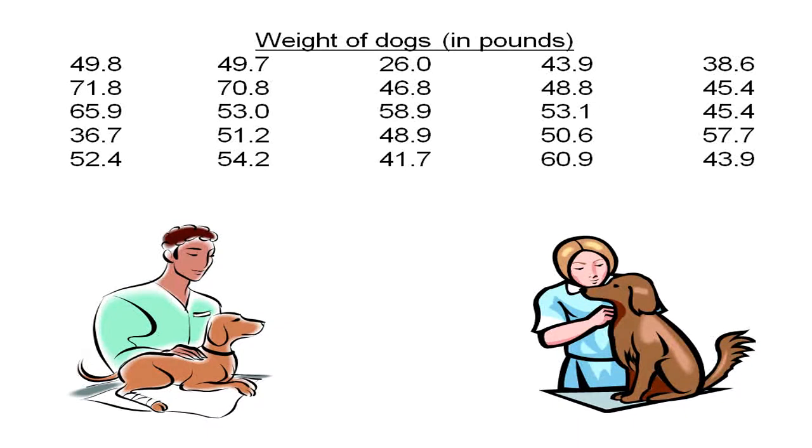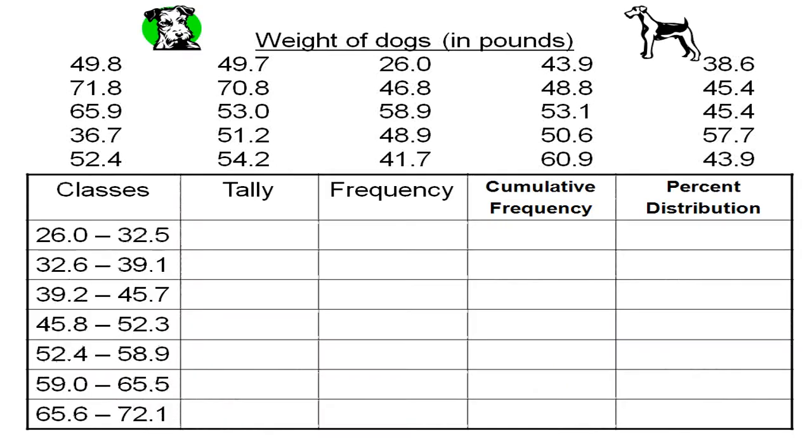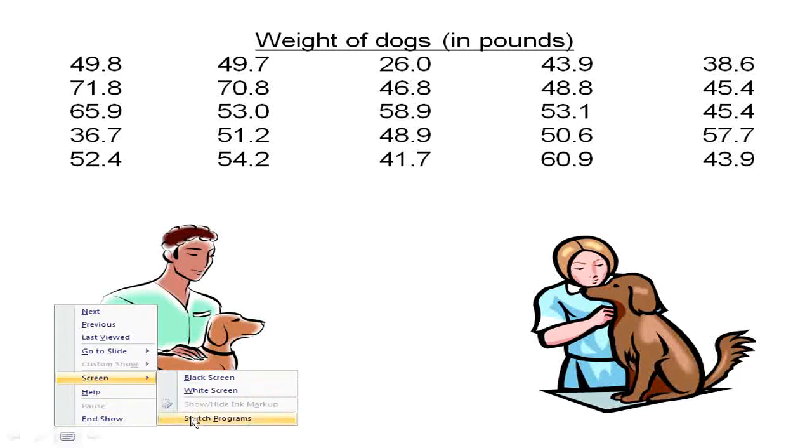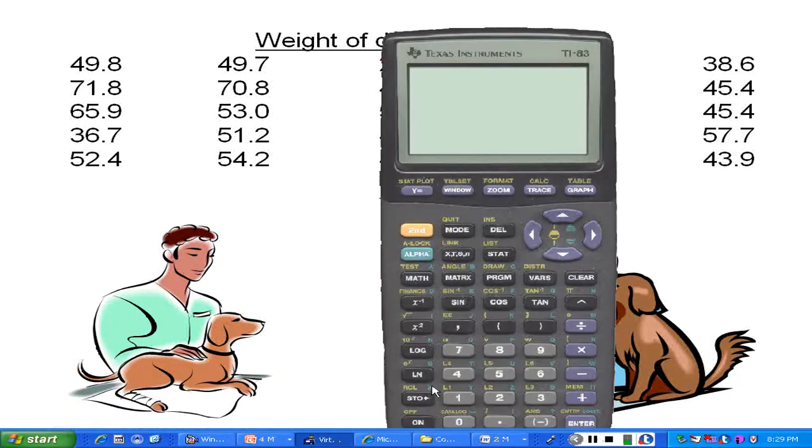Let's look at the data. 49.8, 71.8, 65.9, 36.7, 52.4, 49.7, 70.8, 53. Okay, so we have all the data in there, right? Now, what is going to be our first step? To find this, find the minimum and the maximum. So how are we going to do that? Well, here's one way we could do it. Let's go to the calculator and put all the numbers into the calculator.